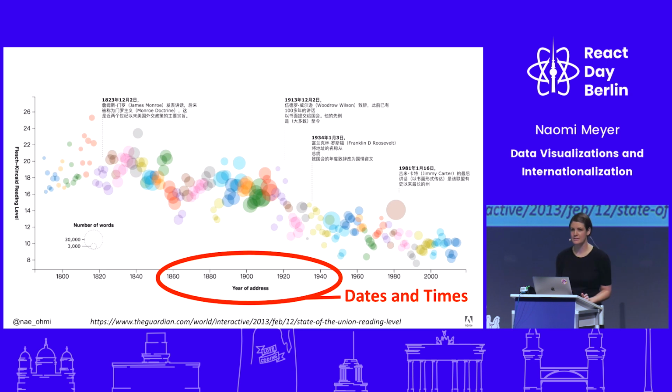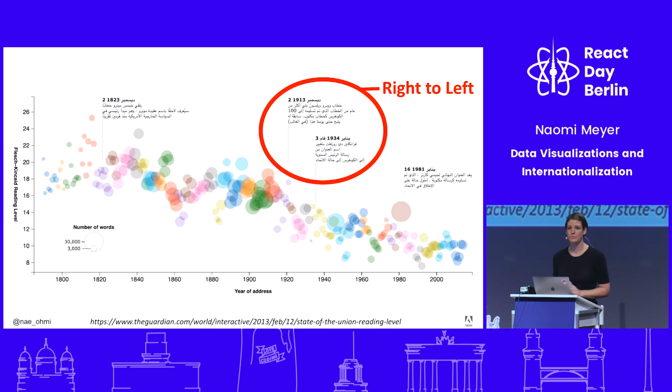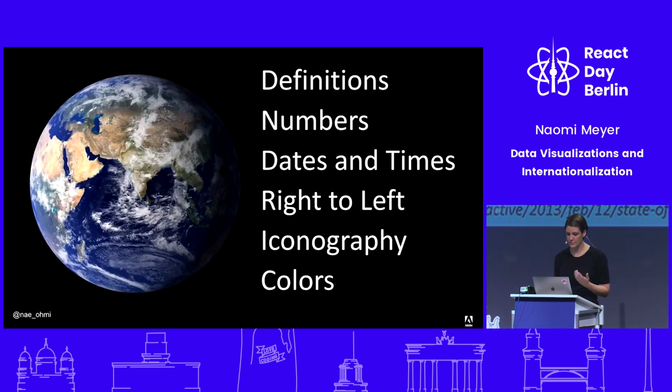And if we take this same visualization and translate it in the browser into Arabic, we can see some right-to-left challenges. These are challenges that should be addressed. And clearly, there are other internationalization issues like the translation of text and strings, but I'm not going to go into that specific content today. Instead, we're going to talk about first definitions, and then numbers, dates and times, right to left, and then go into iconography and some emojis, and then we'll end with colors.